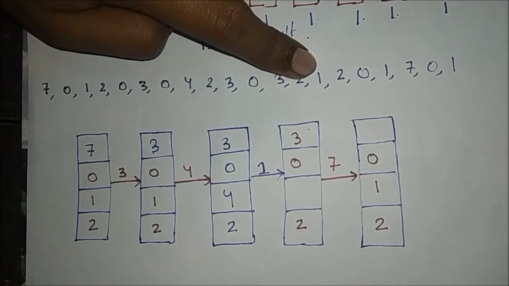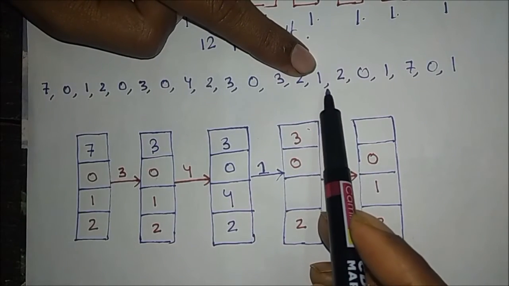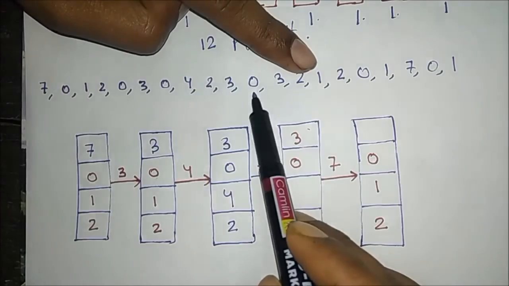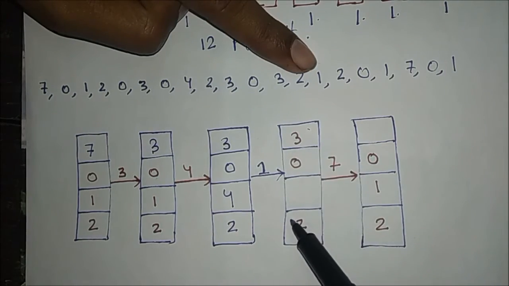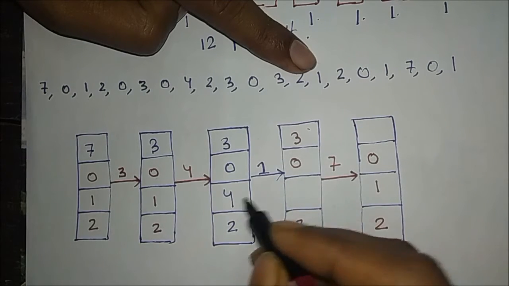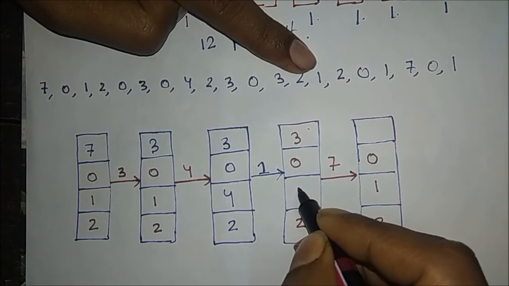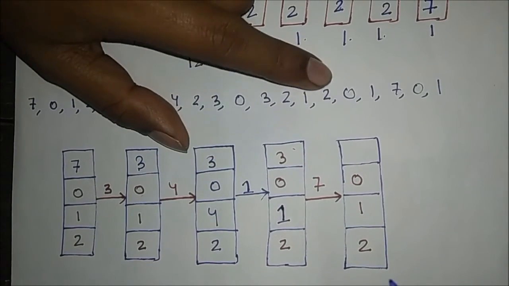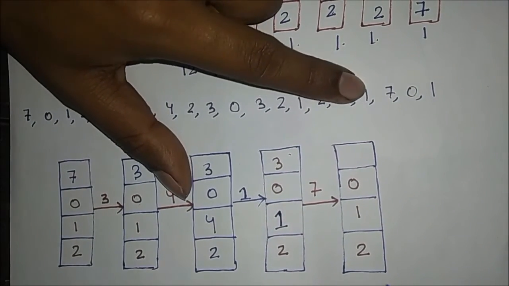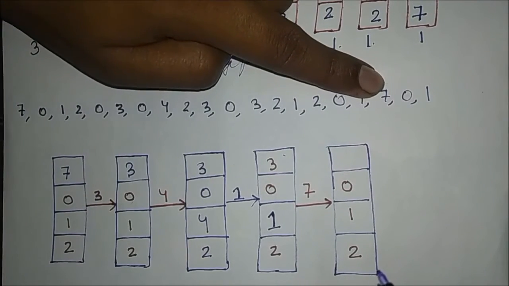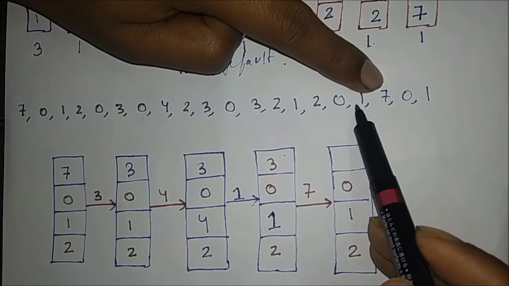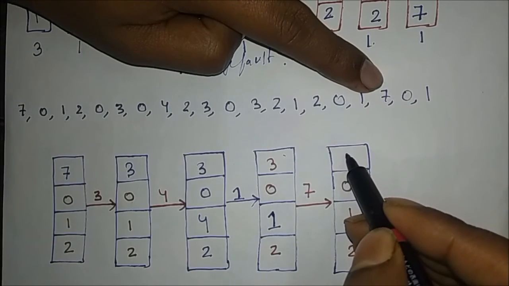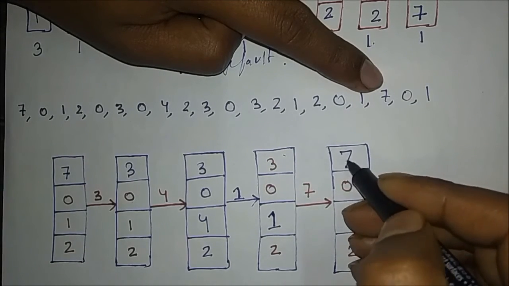Now the next page is 1. Which page should be replaced? 4, because 3, 2 and 0 are recently used, so 4 is not recently used and should be replaced with 1. Now 2 is already there, 0 is already there, 1 is already there, then 7. Which page should be replaced? 1, 0, 2 are recently used, and 3 is not recently used, so it should be replaced with 7.